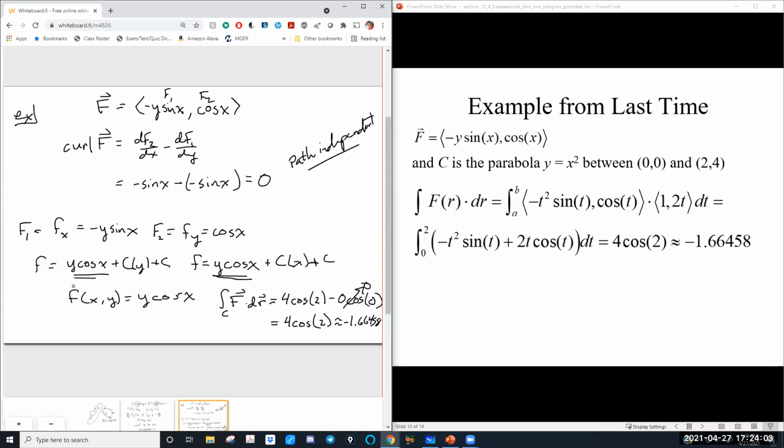All right, so let's kind of look at the order here. So if we have a potential function.